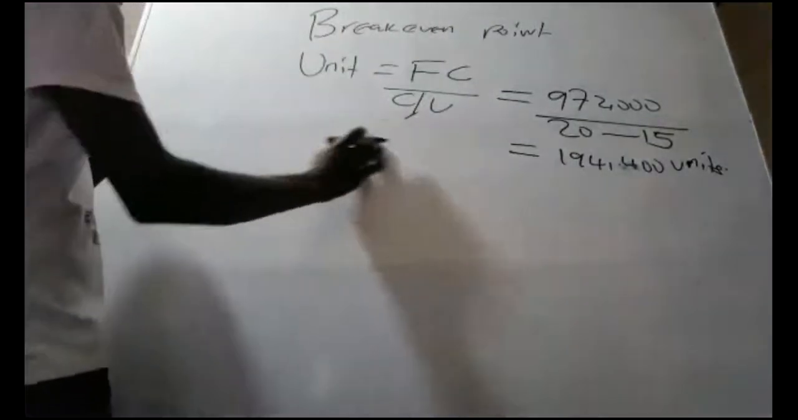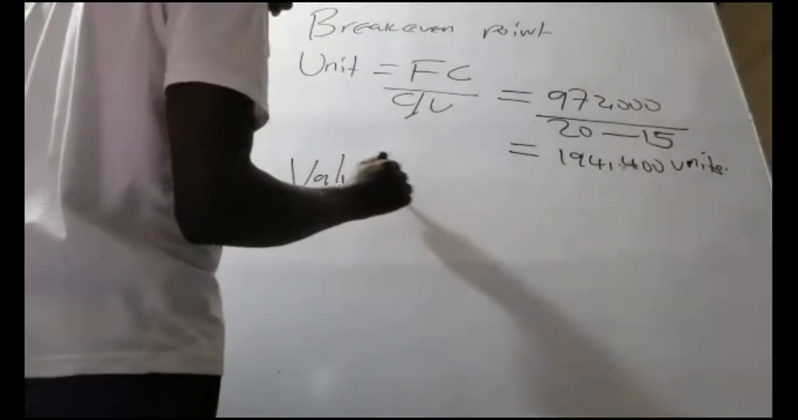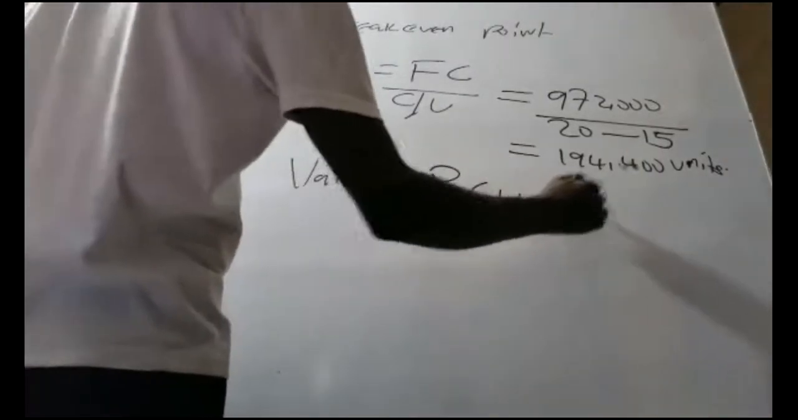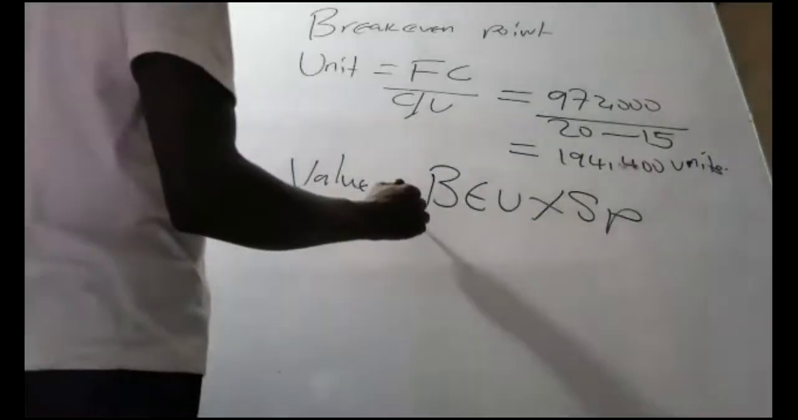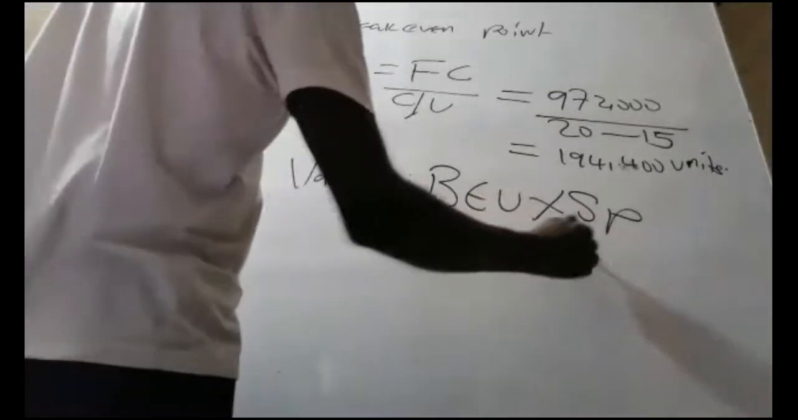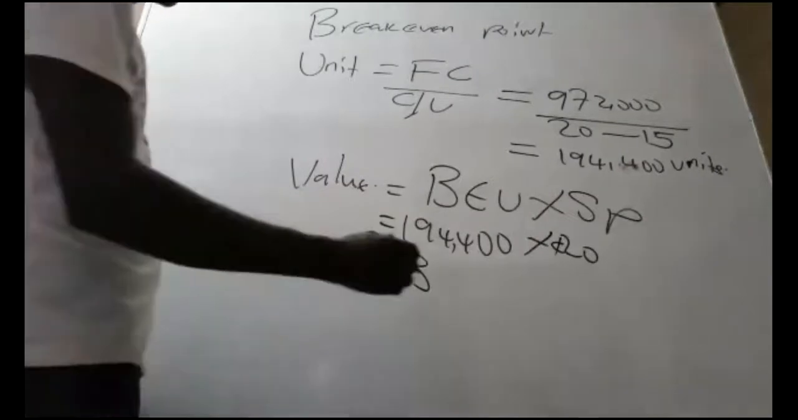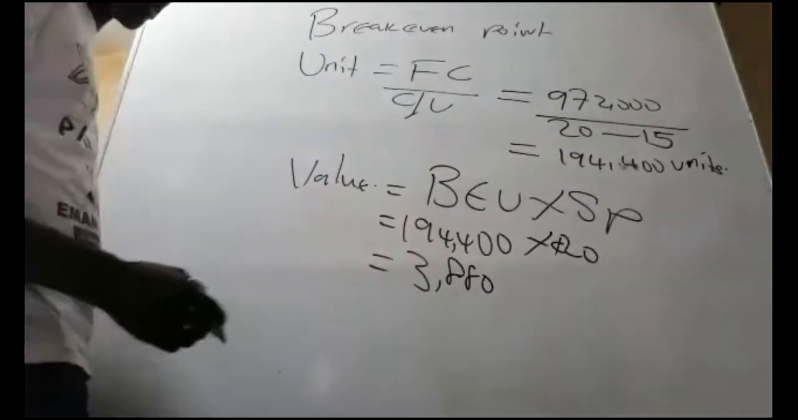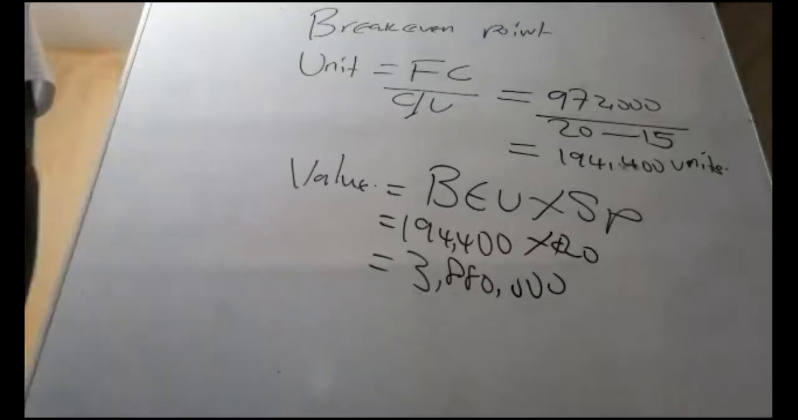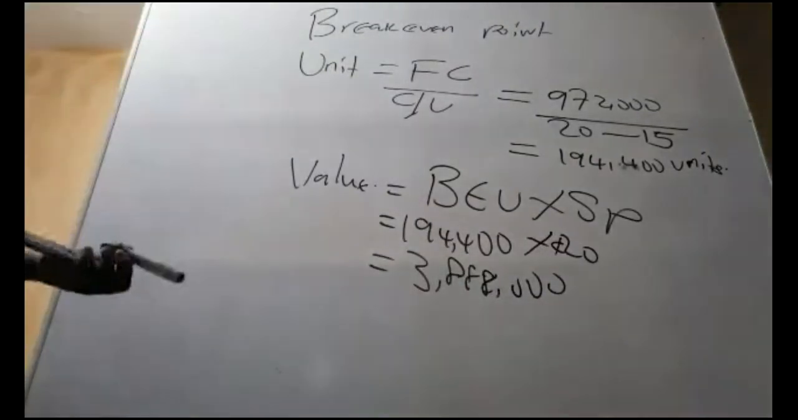Good. Now let's go to value. So for value, when the selling price is there, it's equal to the break-even units times the selling price. So therefore, the break-even unit is 194,444 times 20 Ghana cedis. That is 3,880,000. Like this, then you are done. Perfect. So please, this is how I want the solution.